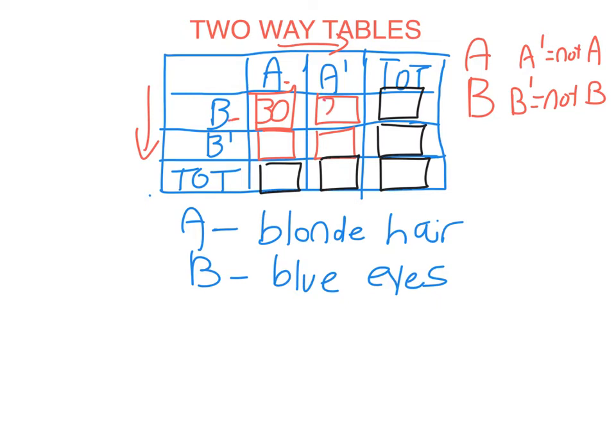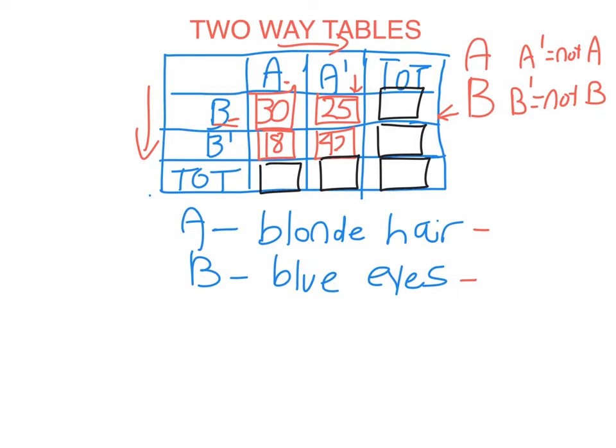Let's say there's 25 in this cell here. This is B because it's in this row, and it's not A in that column. So B and not A means blue eyes but not blonde hair. Down here, the next cell, I'll put 18 in there. That would be A and not B. So they do have blonde hair, but they don't have blue eyes. And the last cell means they have neither blonde hair nor blue eyes. So I'll just put 42 there.